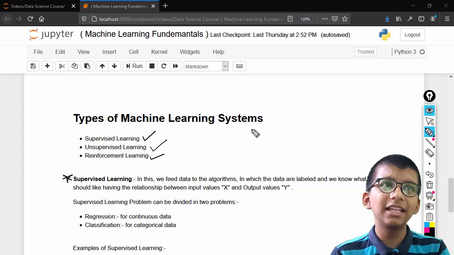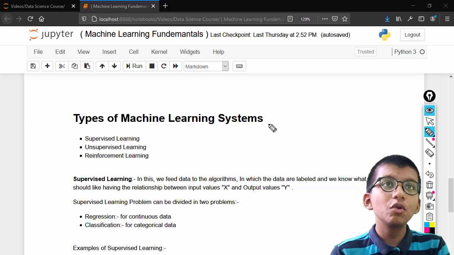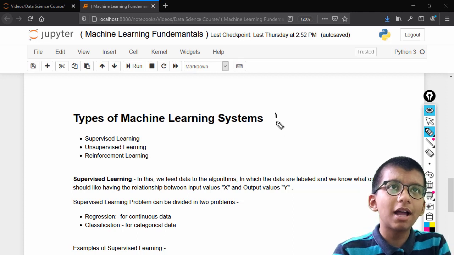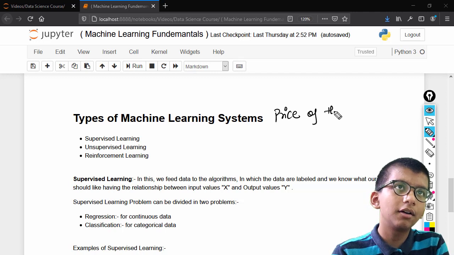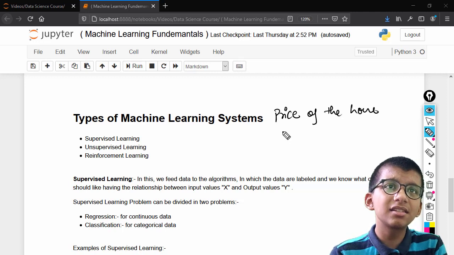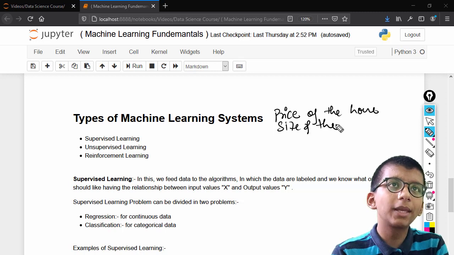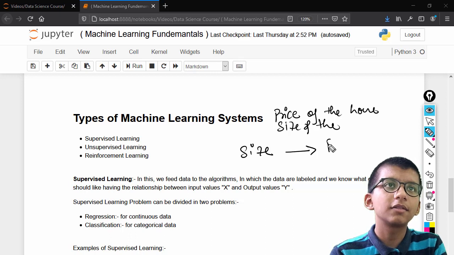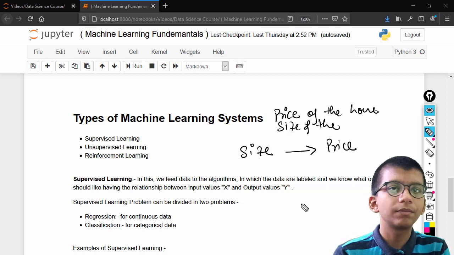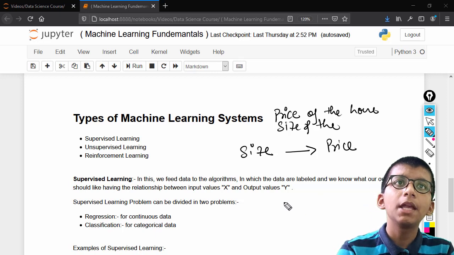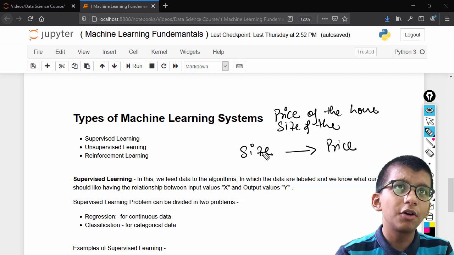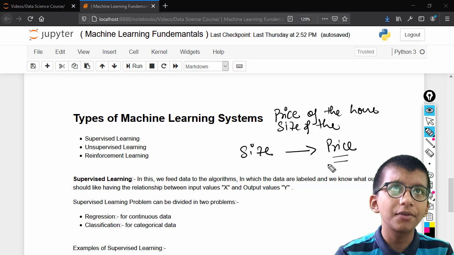Again, the price of the house. You have to predict the price of the house on the basis of the size of the house. Okay, so you will be given the size and you want to predict the price. Pretty much clear what I'm trying to say here. So on the basis of the size, we are going to predict the price of the house.